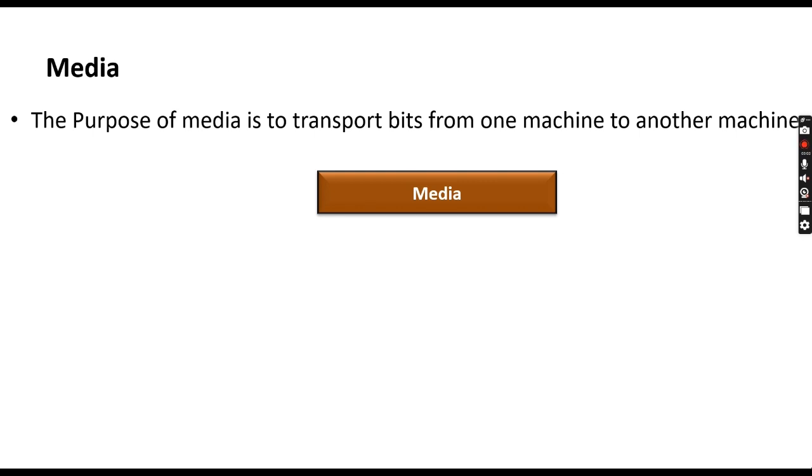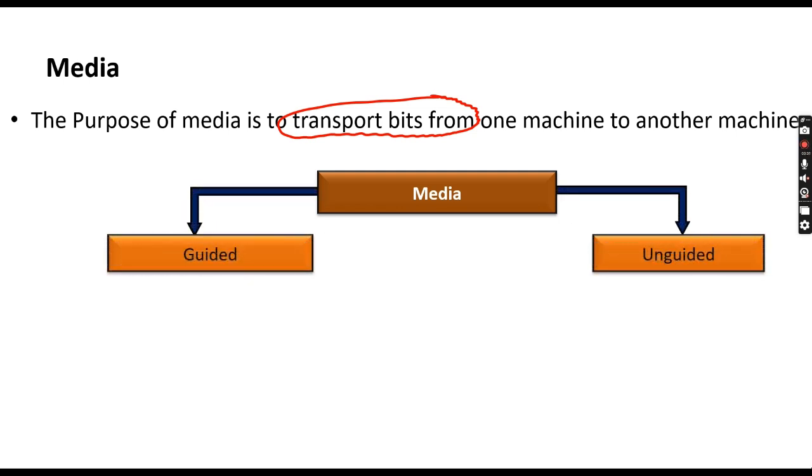Now next comes the media. As we discussed, to connect two different devices you require media, and media is basically used to transport the data, or you can say transport the bits, from one machine to another machine. It is going to carry your actual data in the form of bits. You can have guided media or unguided media, where guided is considered as wired and unguided is considered as wireless.